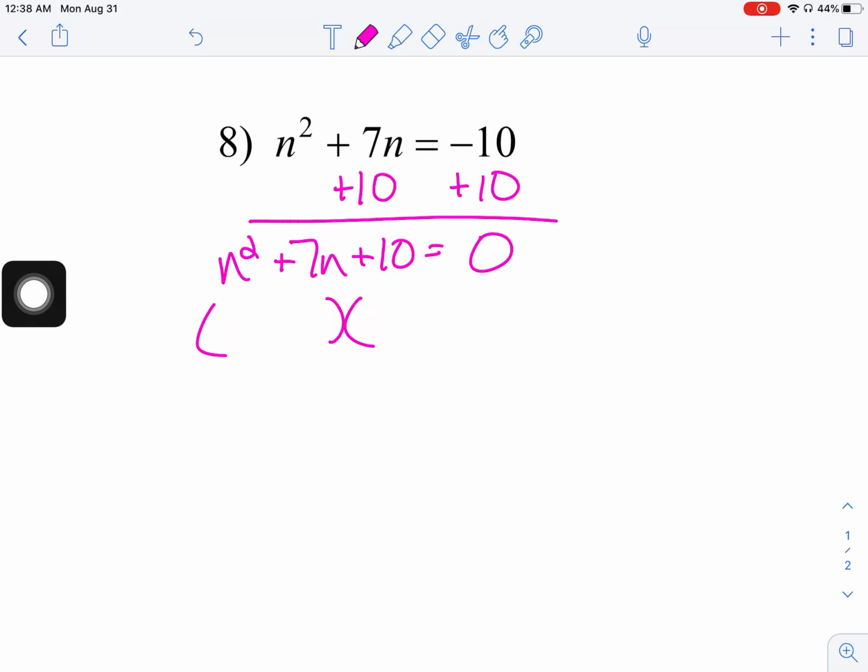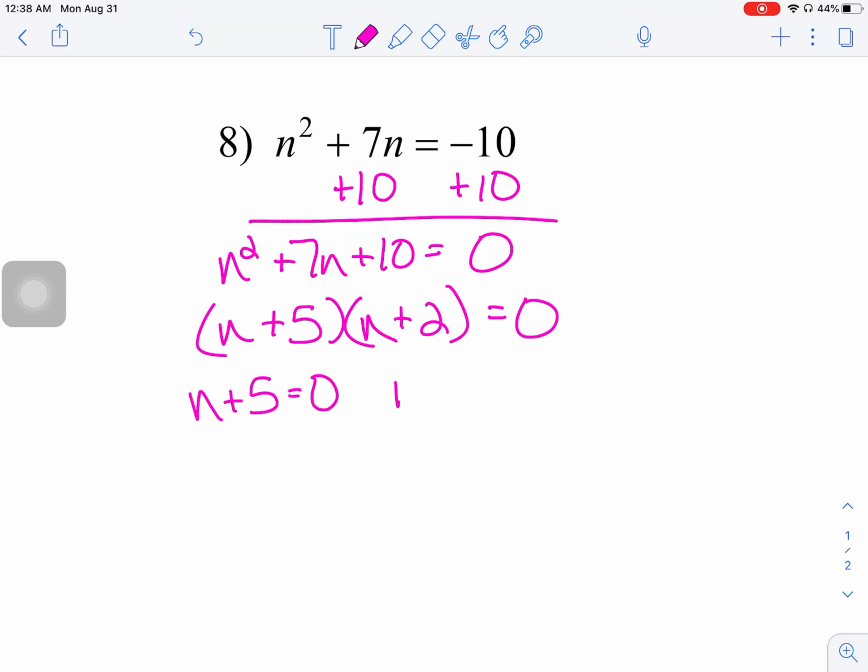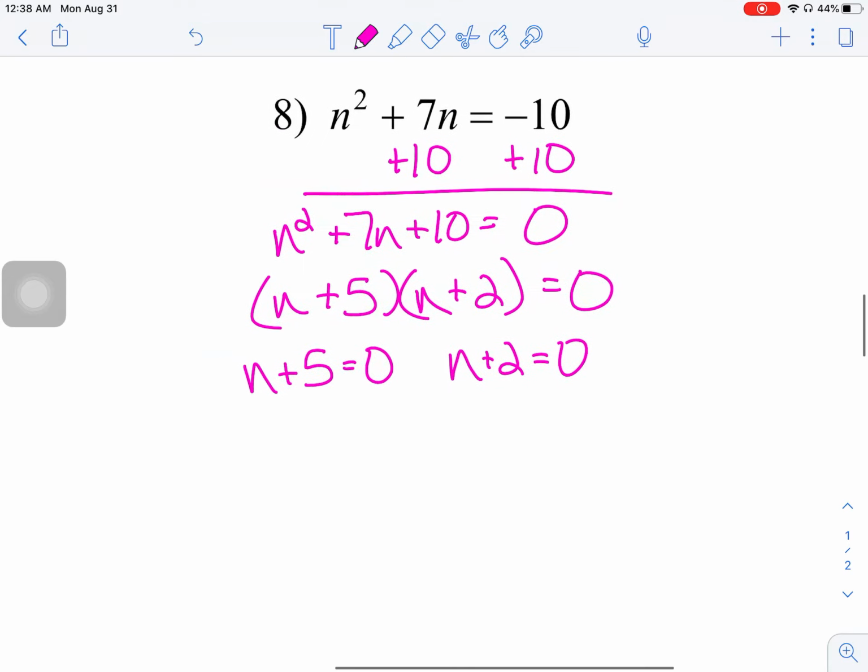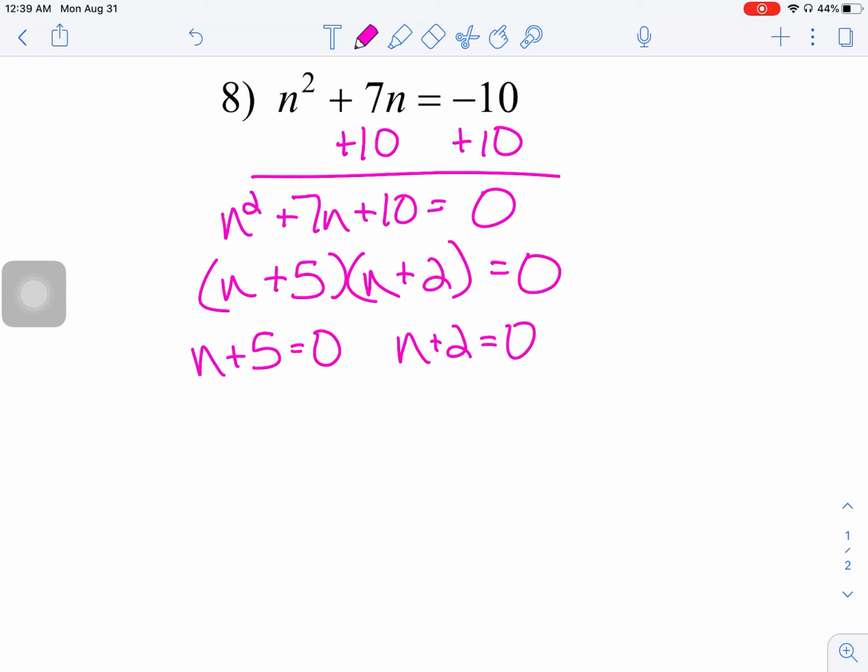And now factor. So split the n. What multiplies to 10 and adds up to 7? That's positive 5 and positive 2. Take each factor now, set it equal to 0. Once you've got your two equations, solve them. n is equal to negative 5, n is equal to negative 2.